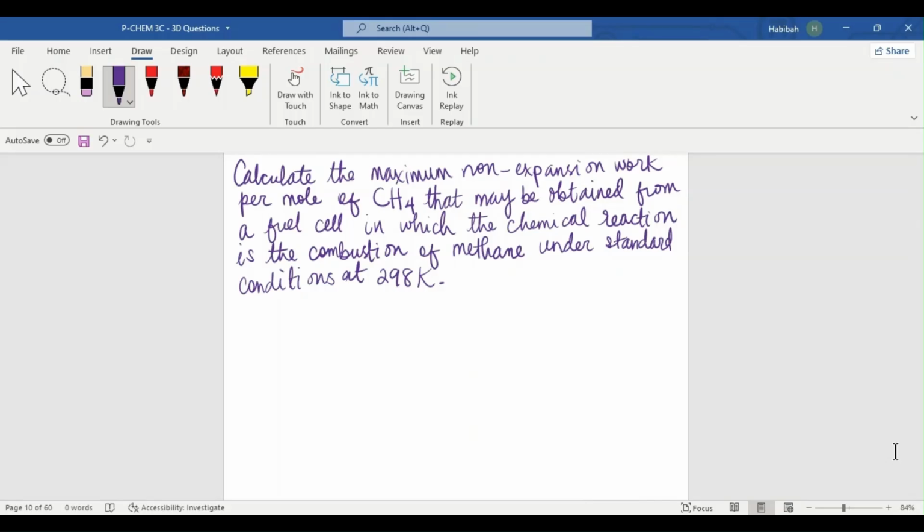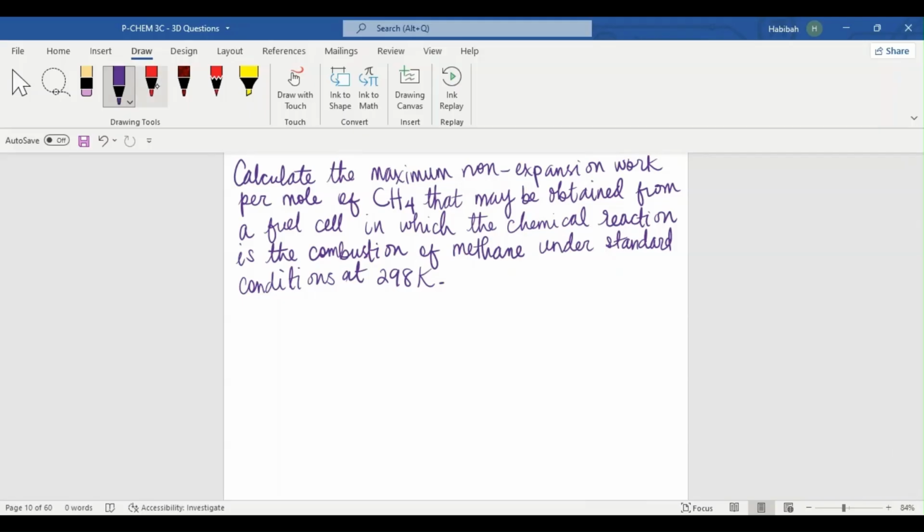Salam and welcome everyone. So today we're going to be working on the question on the screen that says: calculate the maximum non-expansion work per mole of CH4 that may be obtained from a fuel cell in which the chemical reaction is the combustion of methane under standard conditions at 298 Kelvin.